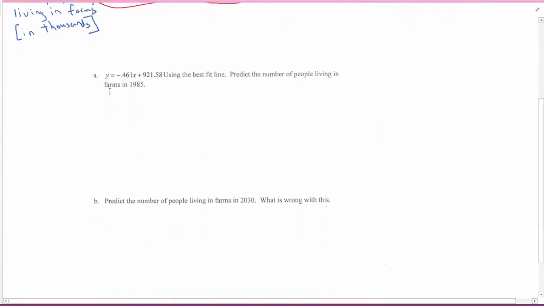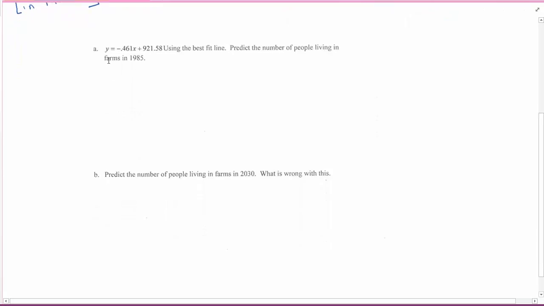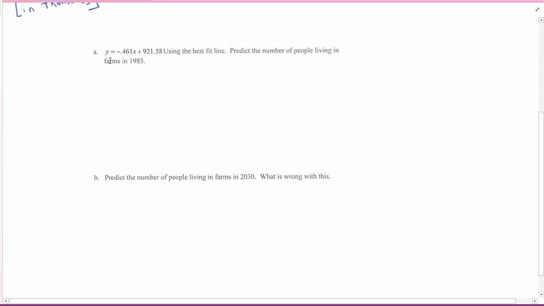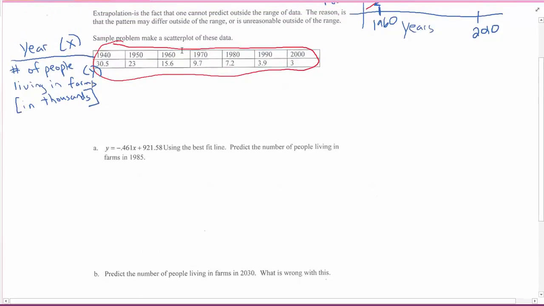So part A, we're given an equation, and you're asked to predict the number of people living on farms in 1985, right? So if we look at our data, we're using this to estimate what happens in between 1980 and 1990, so 1985, right? And this actually is not extrapolation. This is called interpolation.